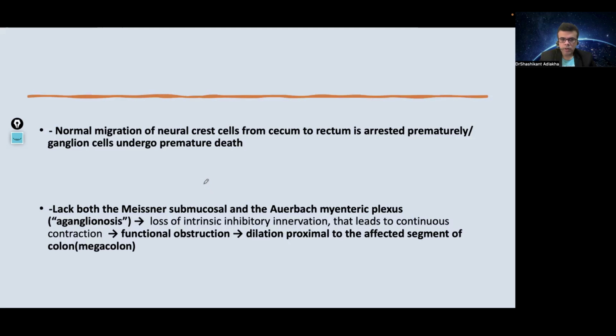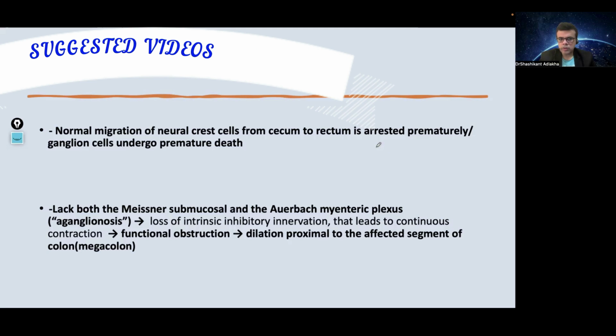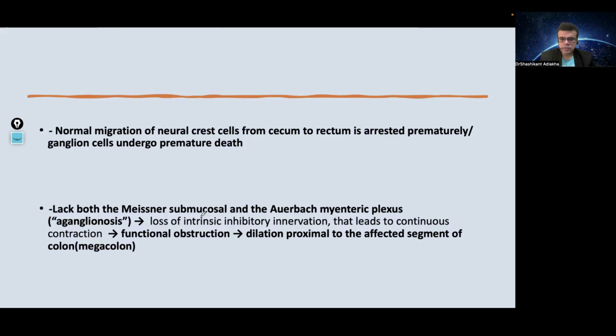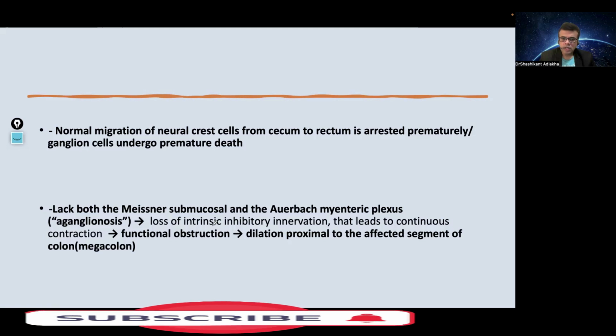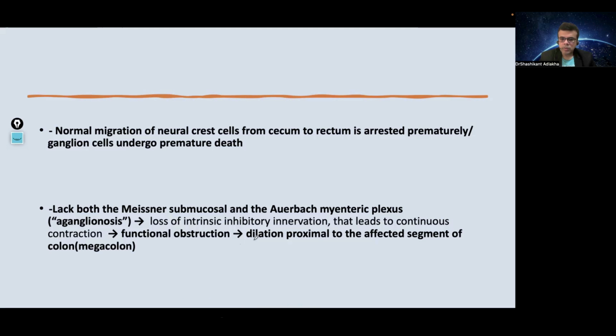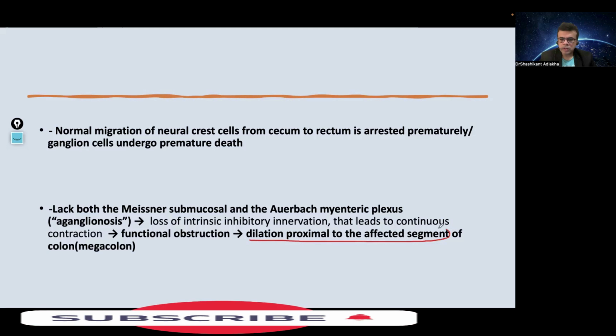So how does it happen? The normal migration of neural crest cells, from the cecum to the rectum, is arrested. So there is either premature arrest of the migration, or the ganglion cells undergo premature death. There is a lack of ganglion cells, as we discussed, in both the Meissner and Auerbach plexus. There is a loss of intrinsic inhibitory innervation, that is, the inhibitory substance that is secreted from the ganglion is not secreted. So there is inappropriate peristalsis. Continuous contraction is seen that leads to functional obstruction. Dilatation is seen proximal to the affected segment.